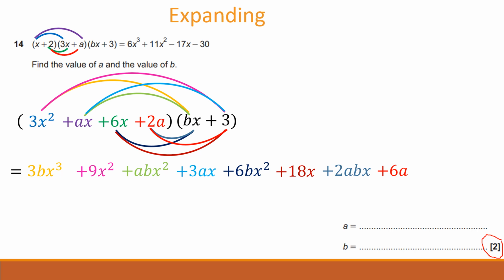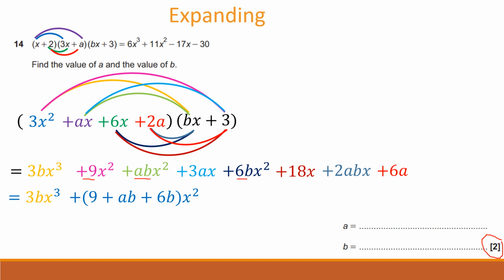Now the next step is to collect the like terms. There is only one term with x cubed in, so the first term is nice and easy. It is just 3bx cubed. We're then going to look for the x squared terms, and I'm going to look for the coefficients, which are the numbers in front of the x squared term. So I've got a 9, I've got an ab, and I've got a plus 6b. So I could take a factor of x squared out. That leaves in the bracket 9 plus ab plus 6b for my x squared term.